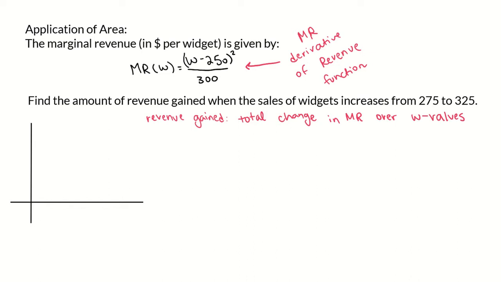Let's see what it looks like on a graph. On this graph, the y-axis is marginal revenue, x-axis is W, and that function is quadratic with vertex at 250, 0, and it's a parabola facing up, kind of like this.